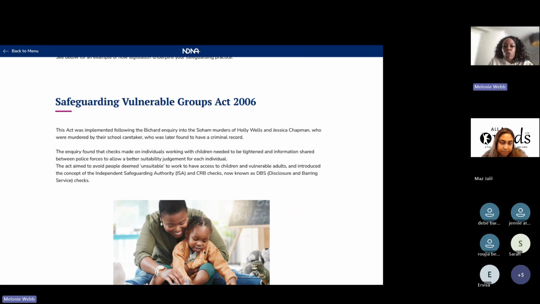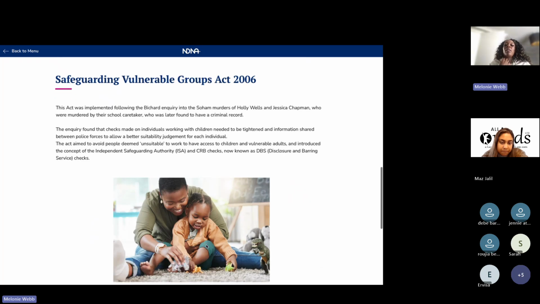So the Act was introduced to avoid people who were deemed unsuitable to work from having access to children and vulnerable adults. Again, that's where what used to be called CRB checks are now called DBS checks. That's where the DBS check service was introduced, and it became mandatory that you had to be able to apply for one to be able to work with children and vulnerable adults, but also you have a duty to report anyone to the Disclosure and Barring Service if they've been given a criminal record or anything like that.